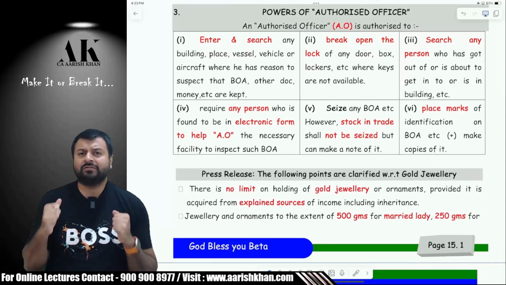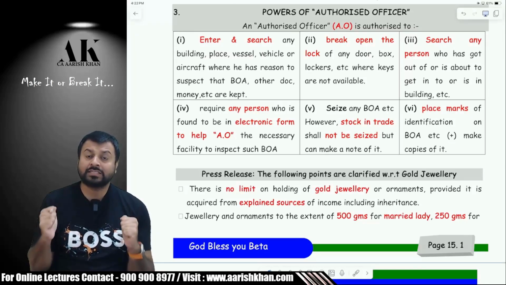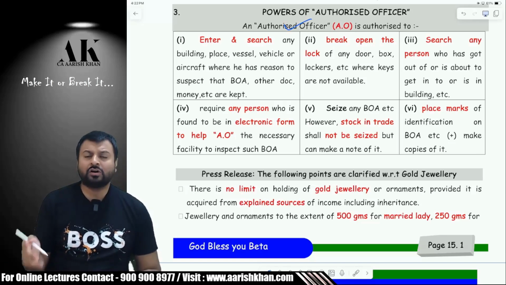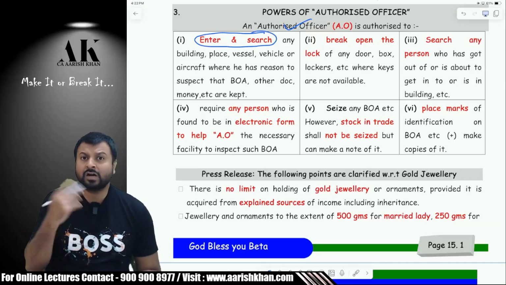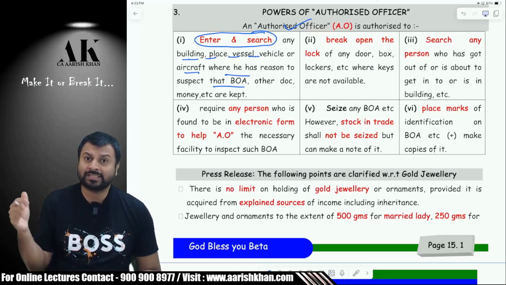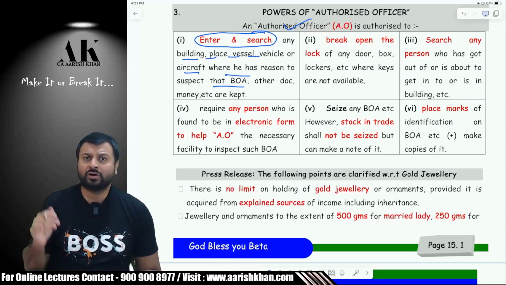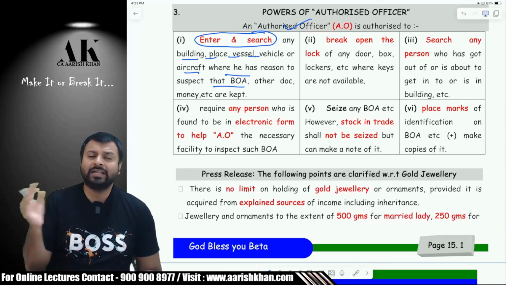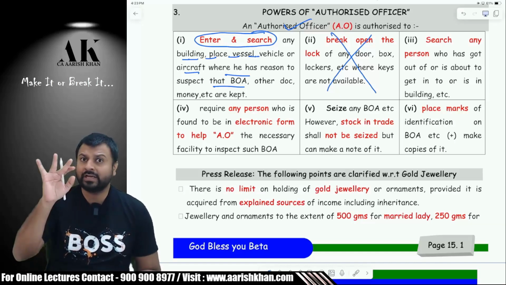Now, once the assessing officer gets the warrant, then the assessing officer gets a lot of power, and therefore now the assessing officer will be called as an authorized officer. Authorized to do search and seizure. So what are the powers that he will exercise? First of all, he will enter and search lot of places, like building, place, vessel, vehicle, aircraft, where he has reason to suspect that books of accounts, bullion, money, etc. are kept. Now, if the doors are locked, or if the safe is locked, and you don't have the keys, then he has the power to break open the lock, door, safe, etc. also, if the keys are not available.